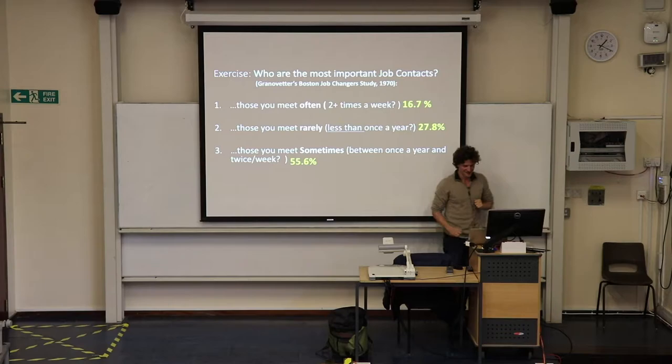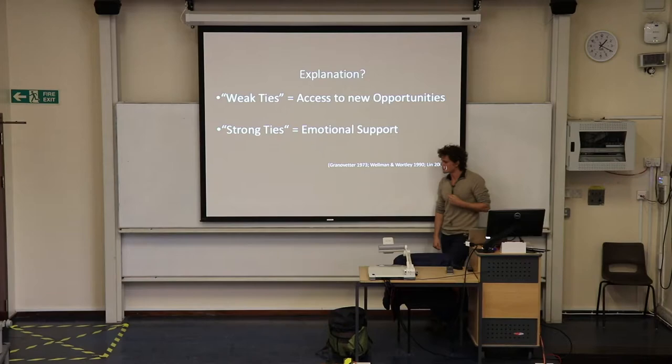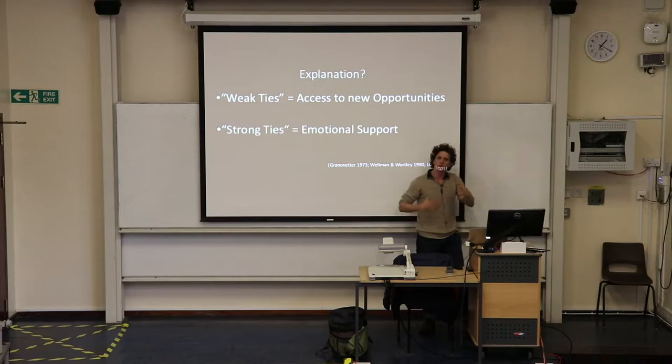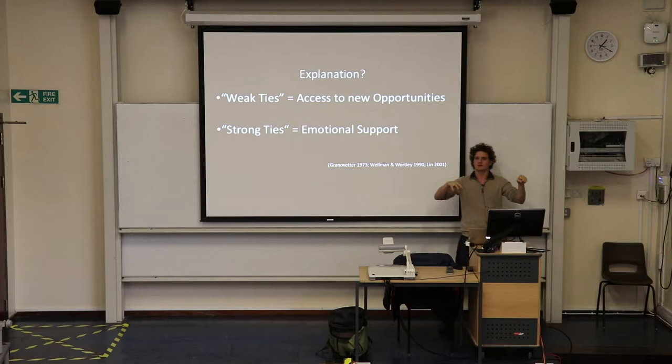Why is that? What's going on? Basically, people you meet every once in a while, not too often, are called weak ties in sociological theory. These are people you're not very close to. You meet occasionally, you exchange information. They're not your best friends. These are people who are probably embedded in different networks to your own. And therefore, they have information about opportunities that you may not have.